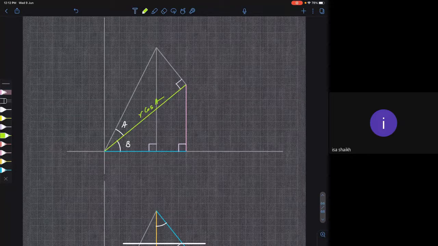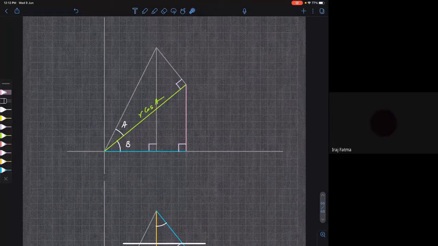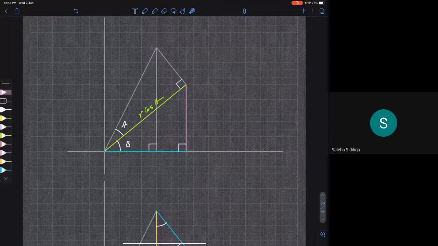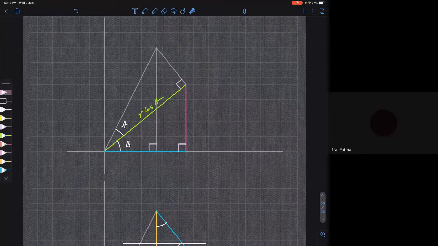Now you have got a new right angle triangle. What is its angle? Right now it is B. What was the angle of the old right angle triangle? A. Yes, sir. Now according to this new diagram, tell me what will be the blue line and what will be the pink line. Sir, R cos B, R sin A.